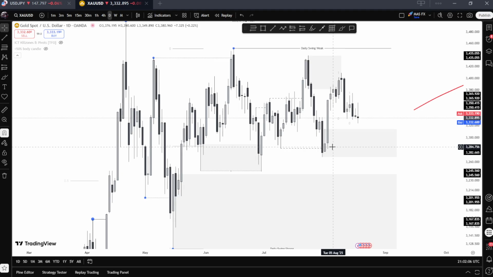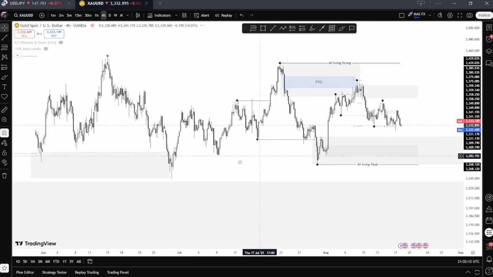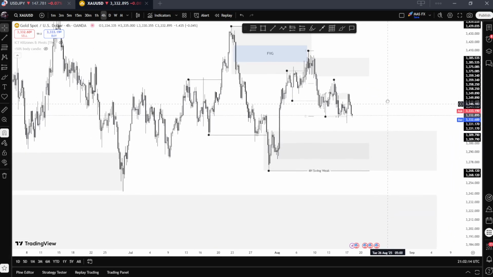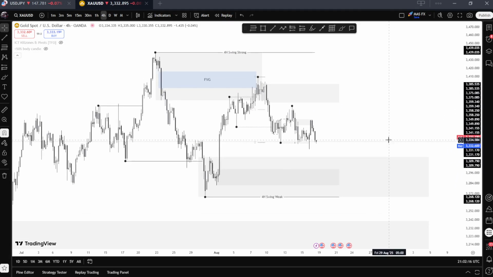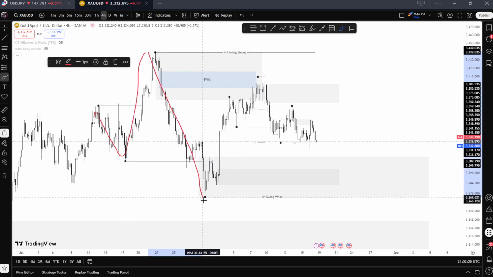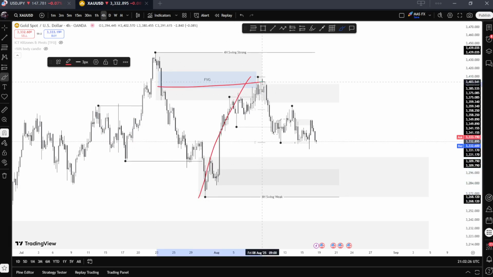As you can see, this break here is what we saw as the swing structure now on the 4 hour time frame. The fractal structure on the daily time frame is actually the swing structure on the 4 hour time frame. So we had a break to the upside, we came down, we took out that low, and we had a push back up into this fair value gap in the premium of this range here.